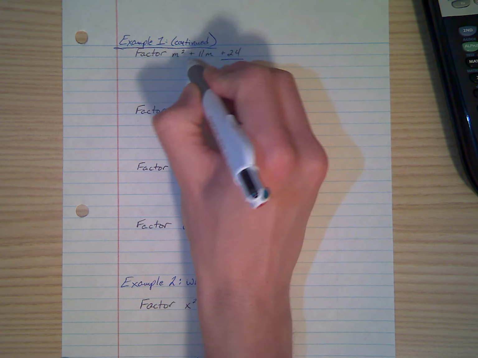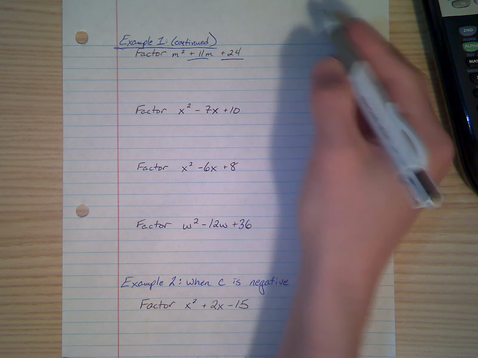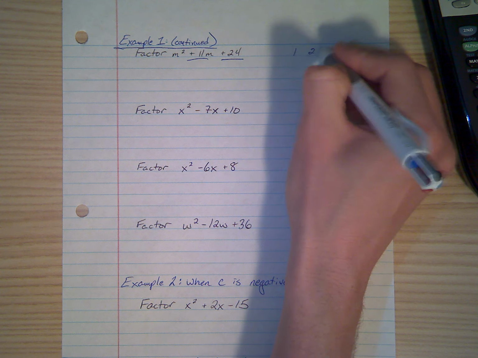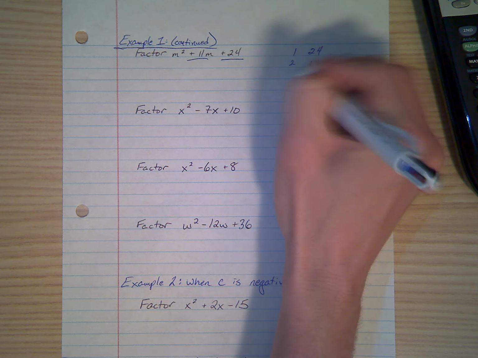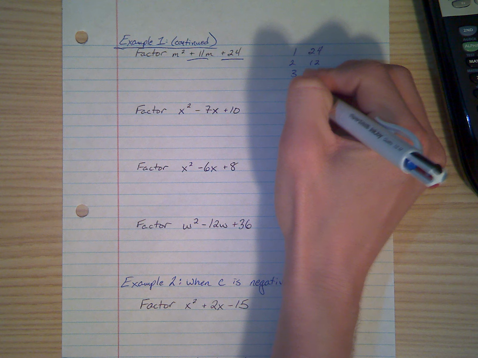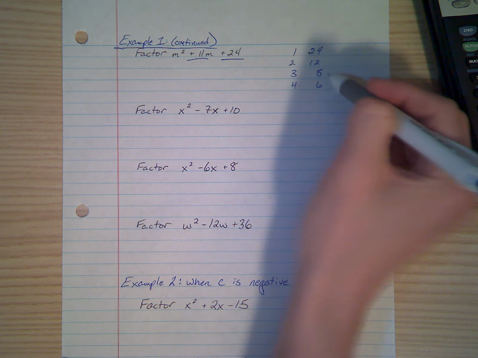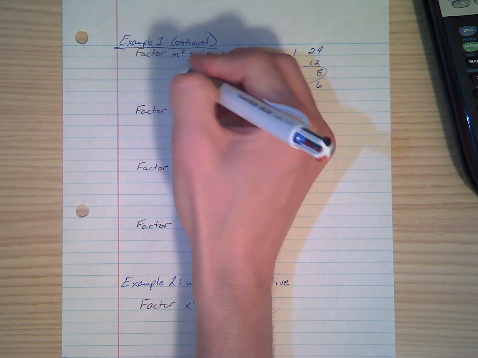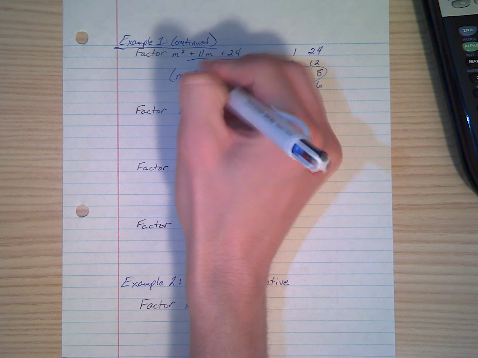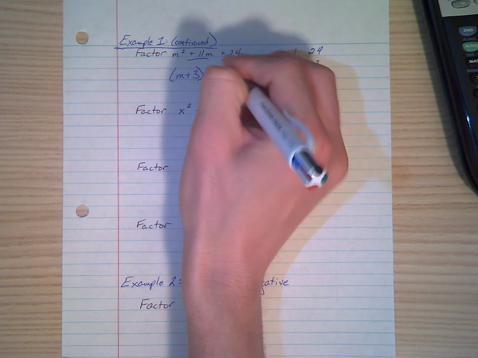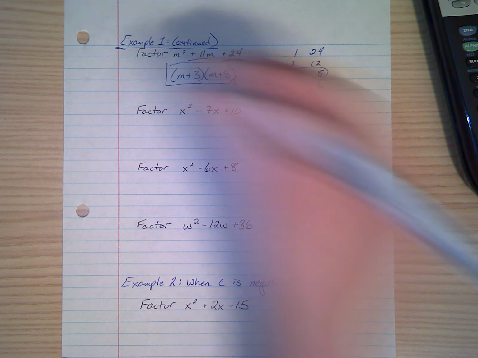Factors of 24 that make 11. Well, the only ways to get 24 are 1 and 24, 2 and 12, 3 and 8, or 4 and 6. The only ones that add up to 11 would be 3 and 8. So this is m plus 3 and m plus 8, or the other way around.